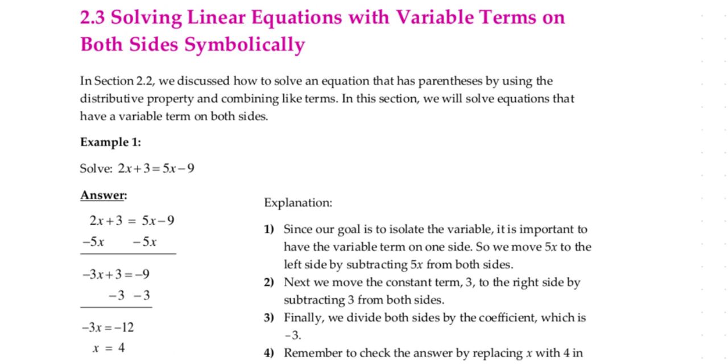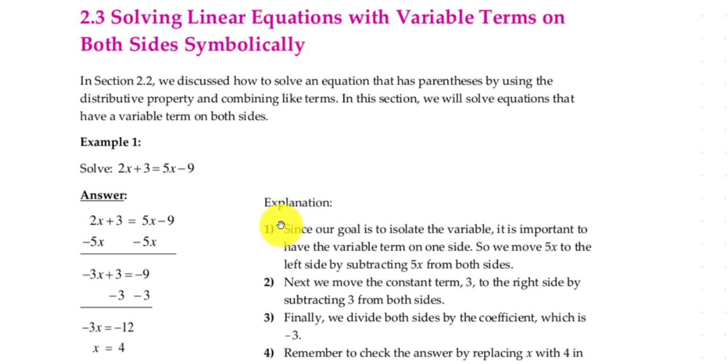Hello class. In this video we're going to solve linear equations with variable terms on both sides symbolically. In the previous problems we've solved, there was only a variable on one side of the equal sign. In this example, you'll notice there's a variable on both sides of the equal sign.